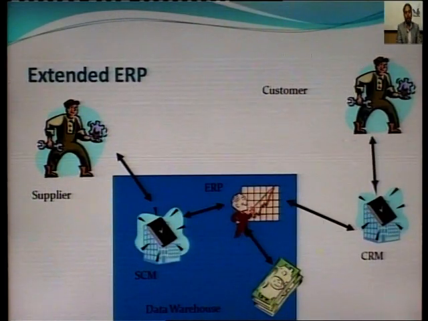Now in this diagram, there is one supplier that will supply his raw material to the SCM. SCM is responsible for supply chain management. Supply chain management will pass his data to the ERP. ERP will release money to the suppliers, and the supplier will receive his money through cash or by the bank.